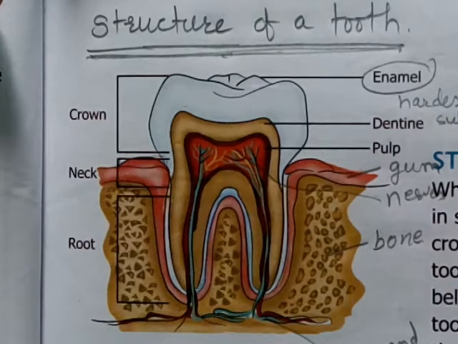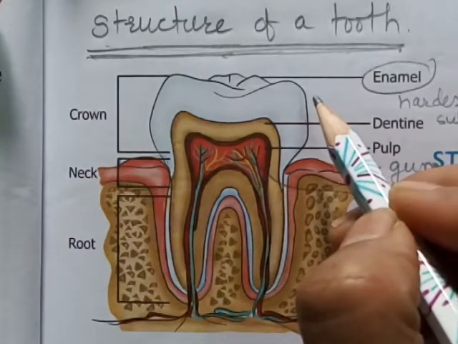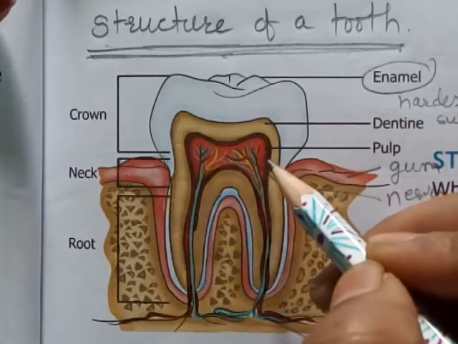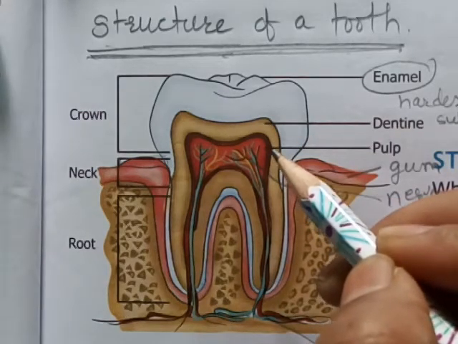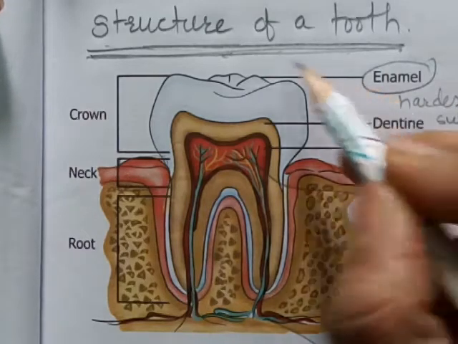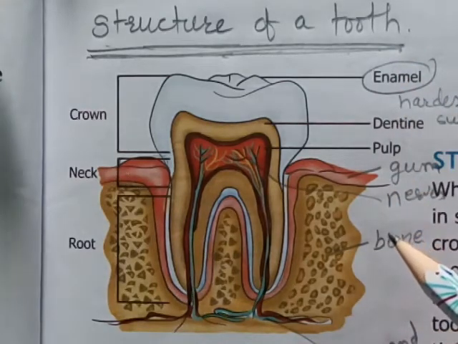Okay, so today's topic is structure of a tooth. In our last video we discussed the different types of teeth. There are 4 types of teeth: incisors, canines, premolars and molars. Now what is the structure of a tooth? What are the parts of a tooth that we will see?